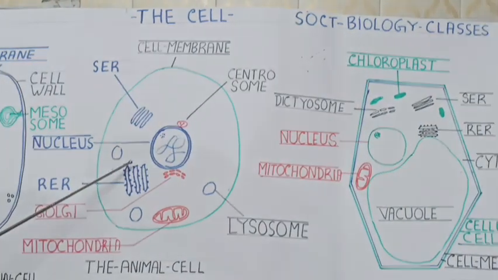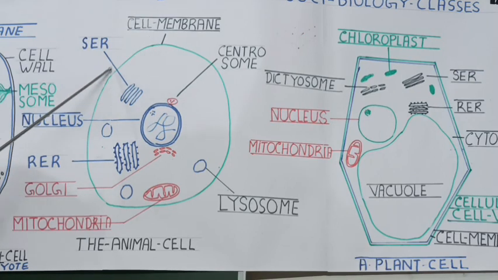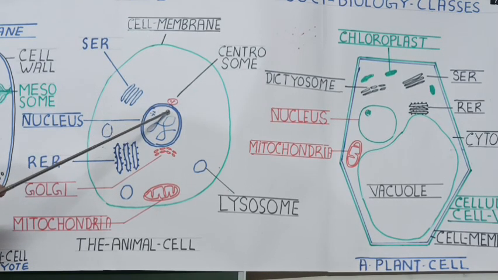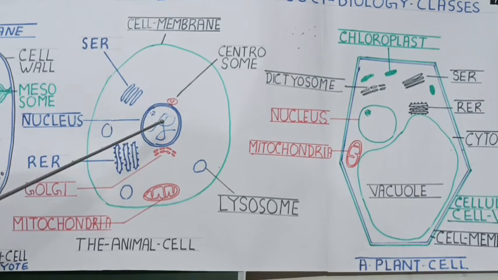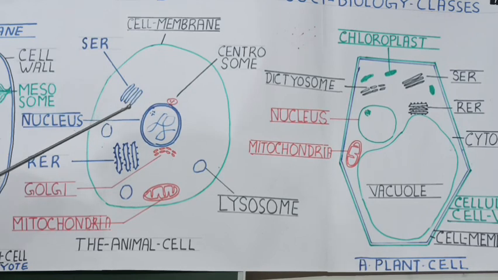In animal cells, this generalized animal cell is surrounded by a cell membrane, with a nucleus and a centrosome. The centrosome is found only in animal cells, not in plant cells. In nerve cells, the neurons, the centrosome is absent, so the nerve cells cannot divide.